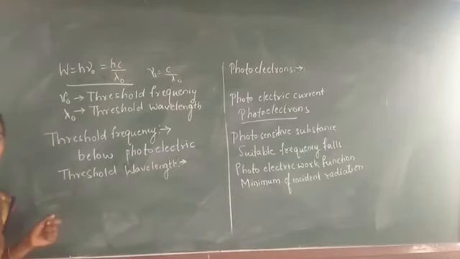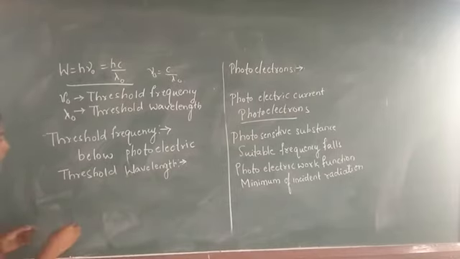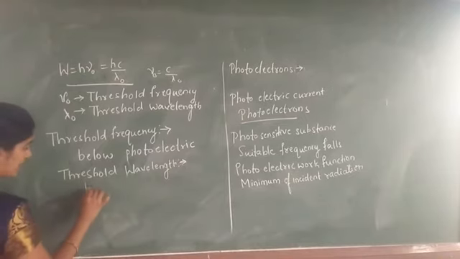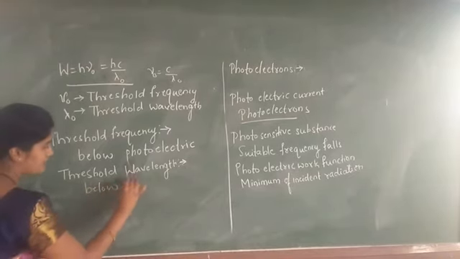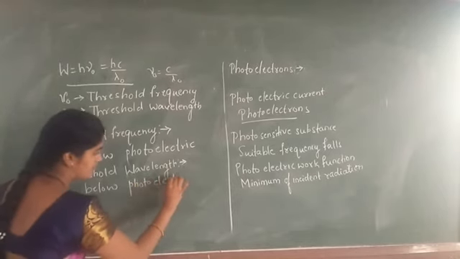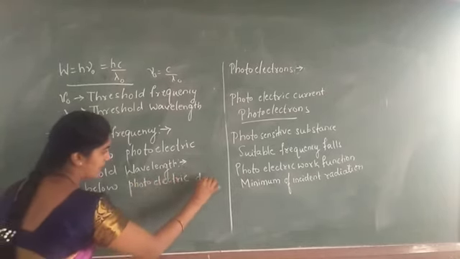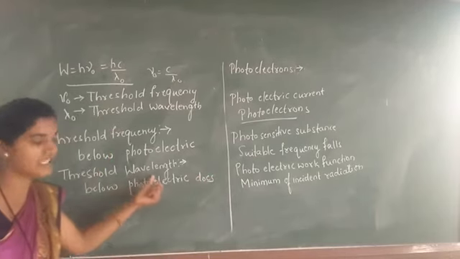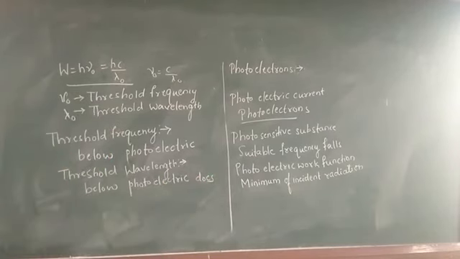The threshold wavelength is the maximum wavelength of the incident radiation above which the photoelectric effect does not take place. That is called the threshold wavelength.